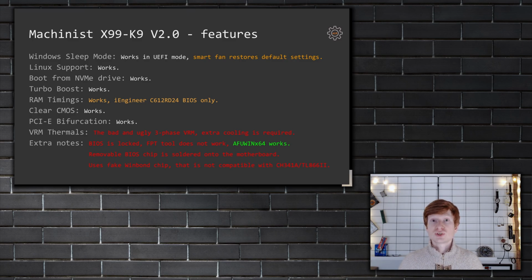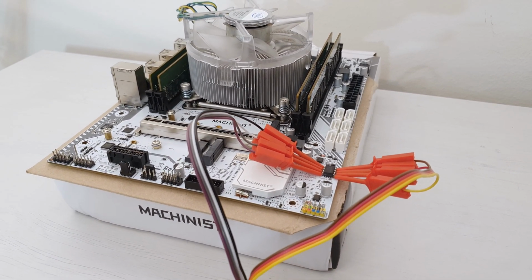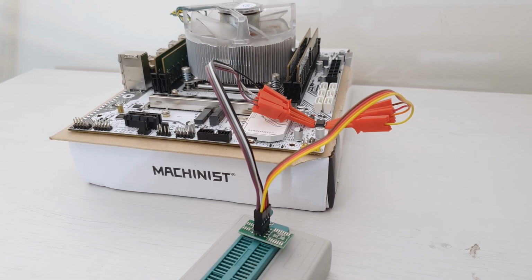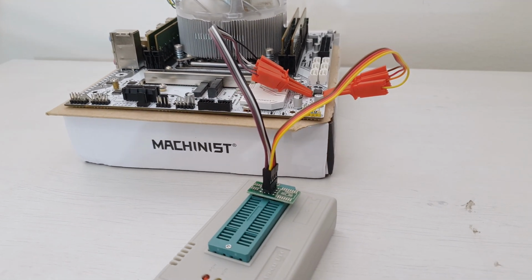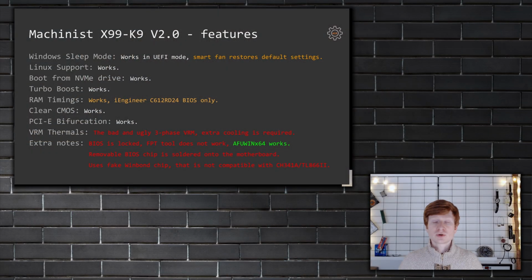The second major difference and major problem of the version 2 compared to version 1 is the BIOS chip. On the version 1 motherboard, they have used the standard SOP8 Winbond BIOS chip soldered onto the motherboard. In version 2, for some stupid reason, they have decided to solder a socketed BIOS chip straight onto the motherboard. And even though I have figured out how to connect the BIOS chip without desoldering it into my programmer, I was not able to read it or write it.